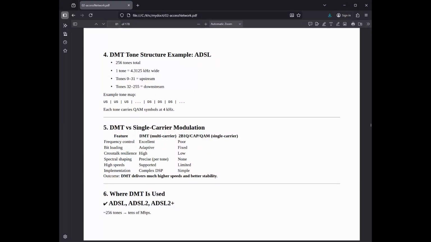DMT tone structure in ADSL, asymmetric digital subscriber line. The DMT tone structure is the blueprint for how the copper wire's frequency spectrum is organized. It defines how many bins exist, what each one does, and how they are separated to allow voice and data to coexist.